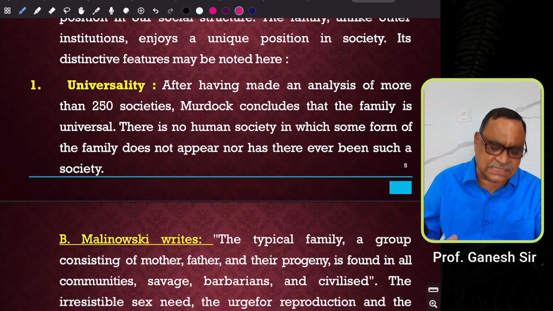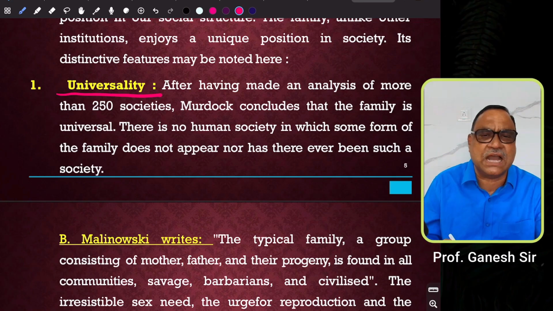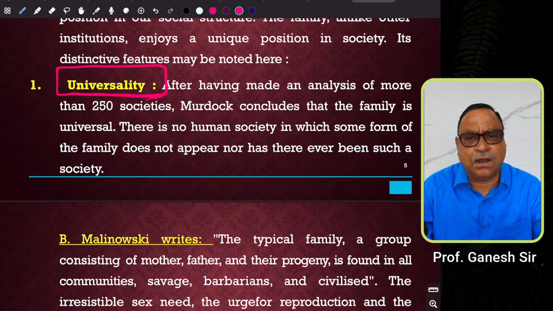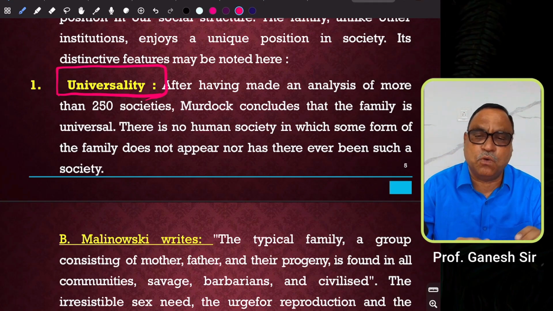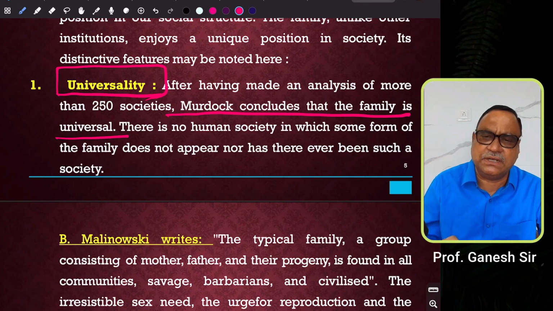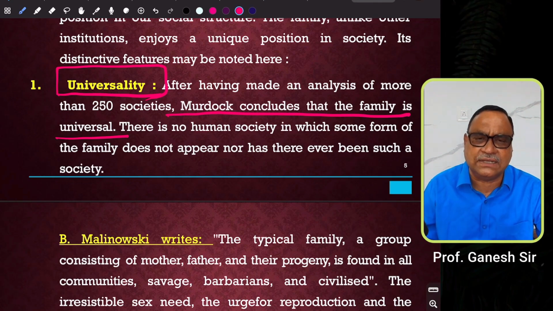The important features of the family system are: number one, universality. This is one of the important features of the family system. After having made an analysis of more than 250 societies, G.P. Murdock concludes that family is universal. So G.P. Murdock, by studying 250 societies in the world, has come to a conclusion that family as a social institution is universal. That means it exists in every society in the world. So there is no human society in which some form of the family does not appear, nor has there ever been such a society.